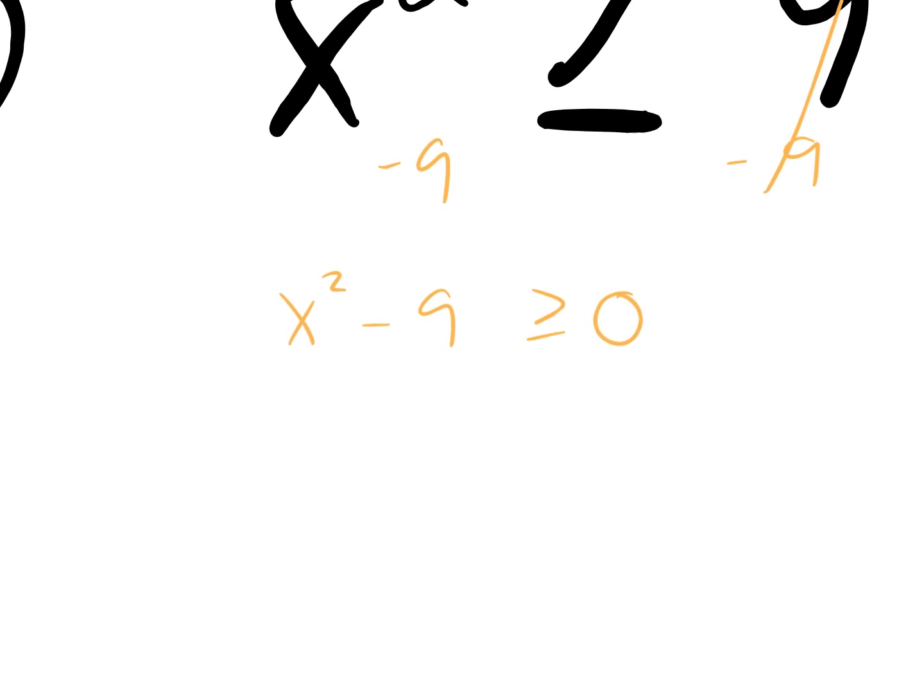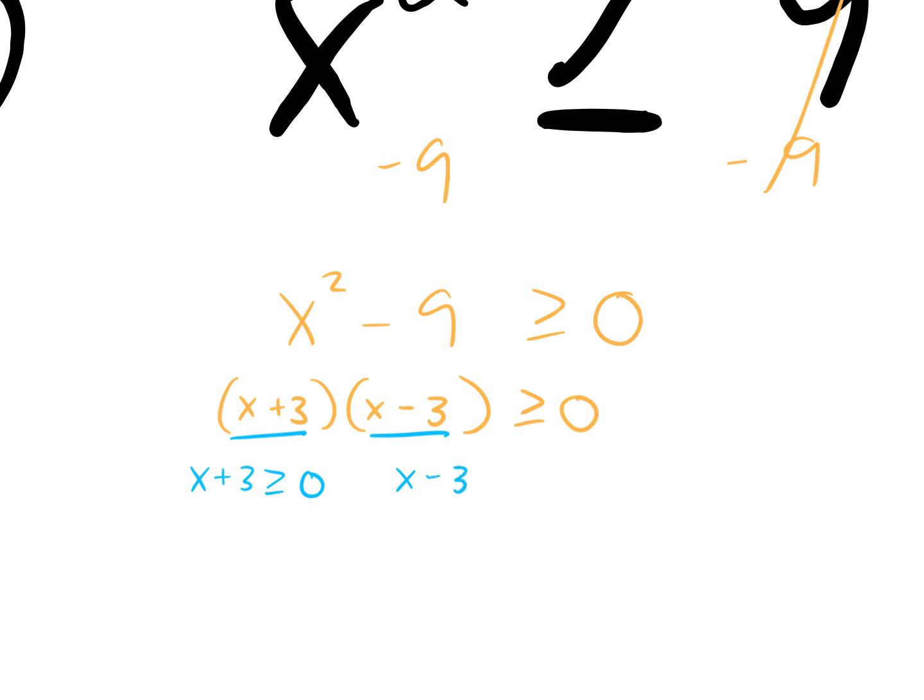How do I factor? It's the difference of two squares. So it factors into x plus 3 and x minus 3. It's greater than or equal to 0. So I'm going to set both pieces greater than or equal to 0. So x plus 3 is greater than or equal to 0, and x minus 3 is greater than or equal to 0. So x is greater than or equal to negative 3, and x is greater than or equal to positive 3.